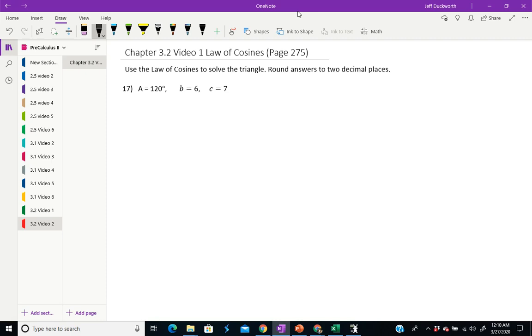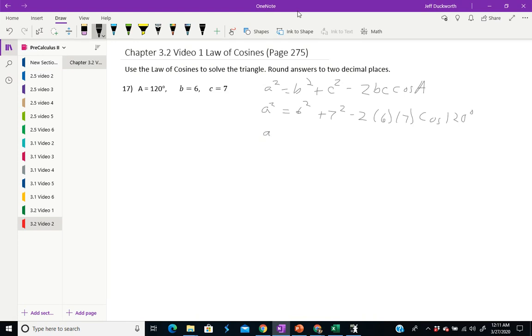So we have a squared equals b squared plus c squared, minus 2bc and then cosine of a. Let me try to make it look at least like a lowercase c as best I can. So this is the formula we're going to use. We're just going to put in everything we know. Again, we're solving for a, so 6 squared, and then cosine of 120 degrees, which we can find using our unit circle, but we'll use our calculator for now.